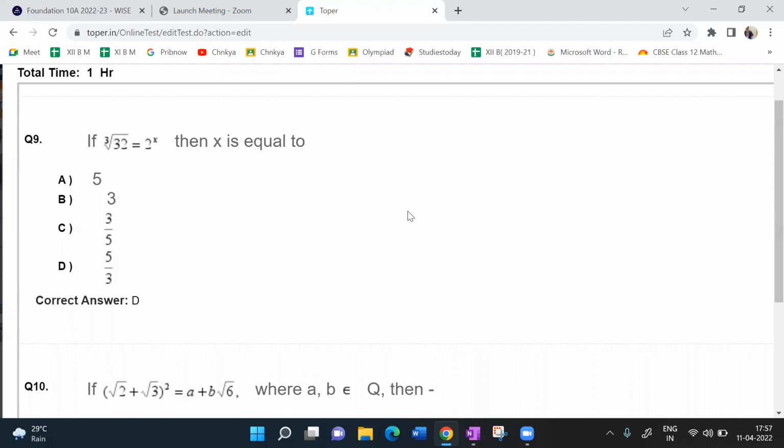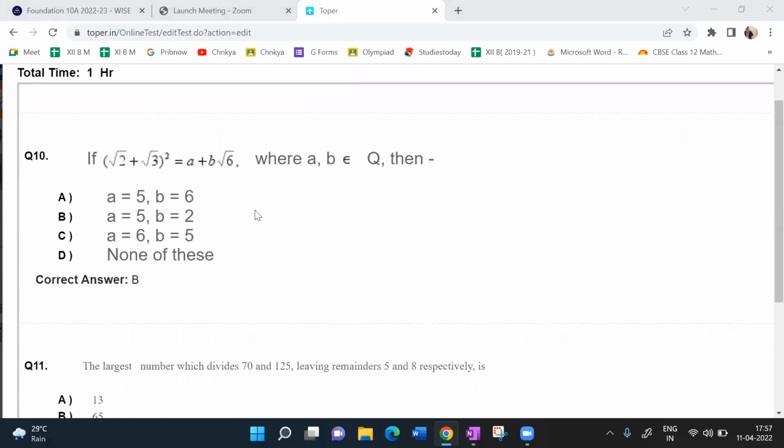Somebody's texting. Very good, Yukta. Because if this is equal to this, then A comma B, when A comma B belongs to Q, then what is that?